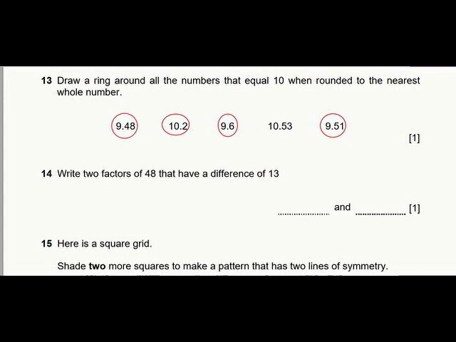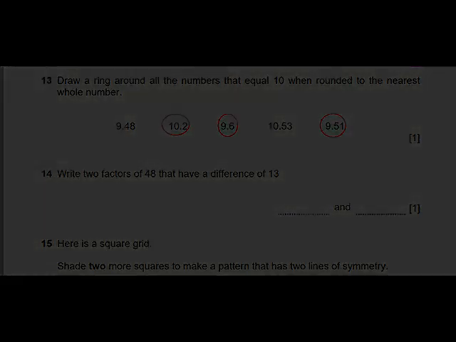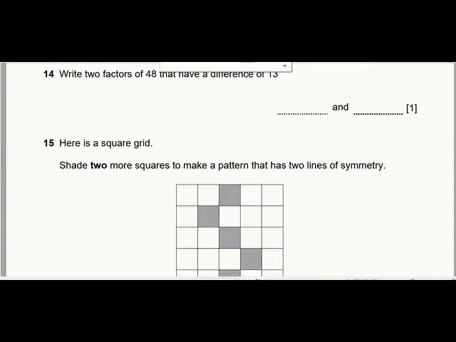9.48. No, this one is not a 5, right? So I cannot. So I have 3 answers. Okay, so now once again it says write 2 factors of 48 that have a difference of 13.